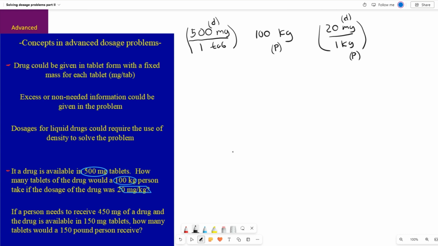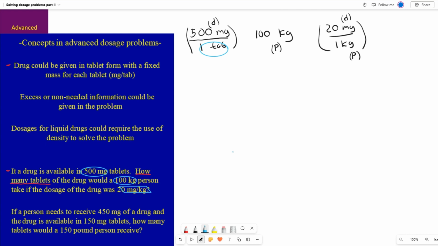When you read one of these problems and you think, geez, I have no idea where to start, the best way to start is to cancel out units until the only unit left is what you're being asked to solve for. And what is this problem asking us to solve for? It wants to know how many tablets. So what we want is every unit to cancel out except for tablets. And that's exactly what we're going to do here.